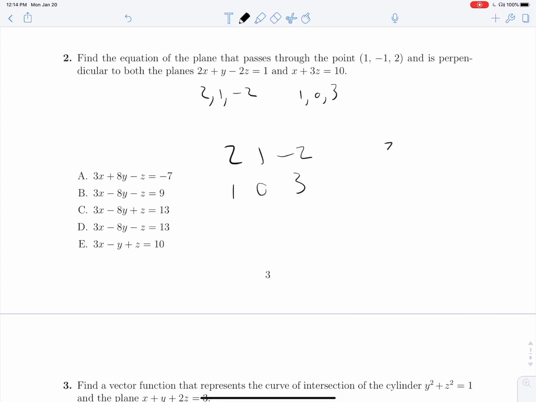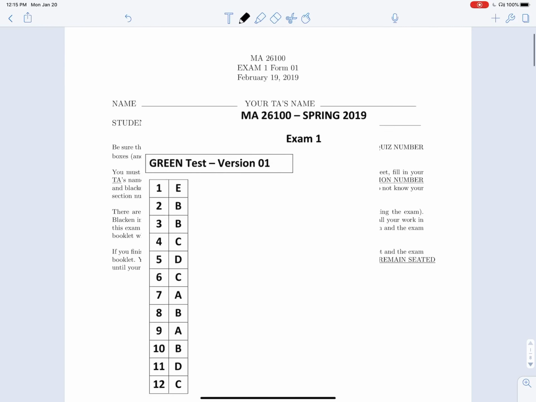3, -8, and -1. So if this is our normal vector, then all we're going to have to do is set this up as the equation of a plane, 3x minus 8y minus z, and then plug this point in to see what our constant is on the right side of our equation. That's going to be 3 plus 8, so 11 minus 2, so 9. And our answer for number 2 is B.